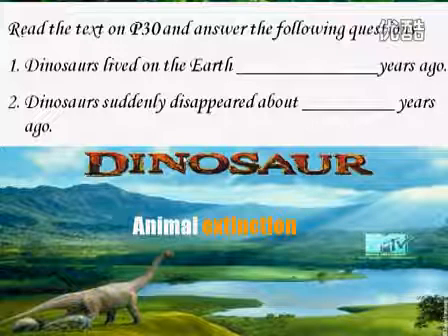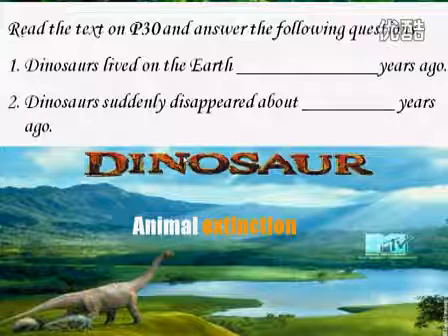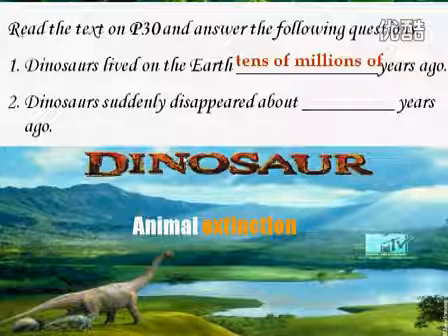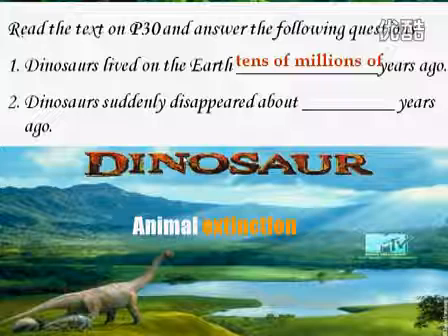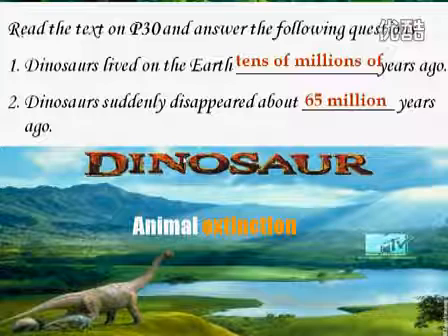Okay, now have you got it? Okay, now let's check it. Dinosaurs lived on the earth tens of millions of years ago. Second one, dinosaurs suddenly disappeared about 65 million years ago. Right? You got it right? You got both of them right.